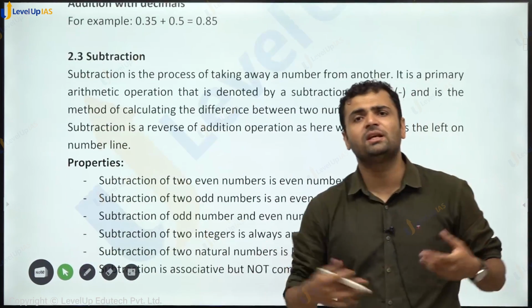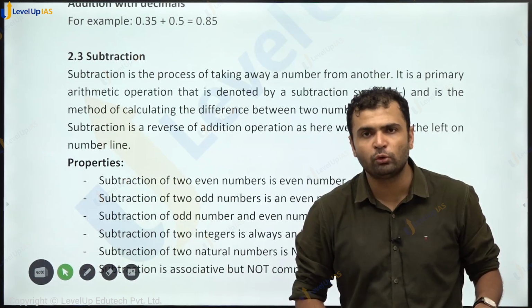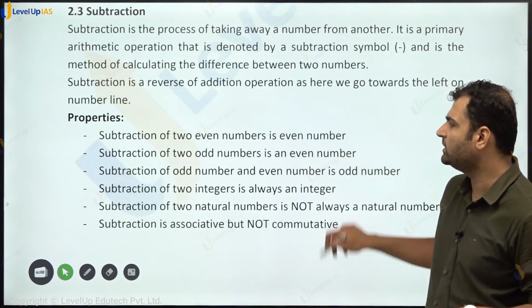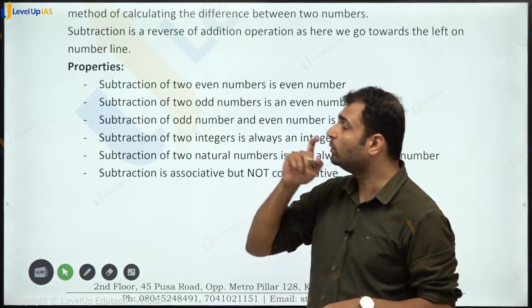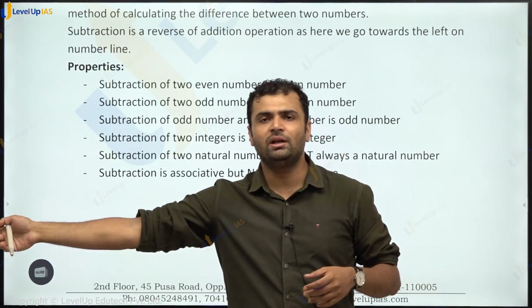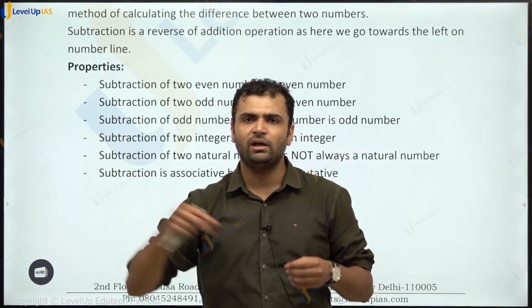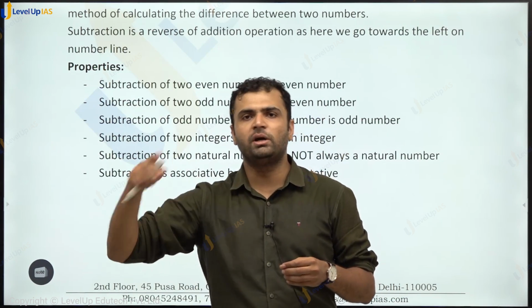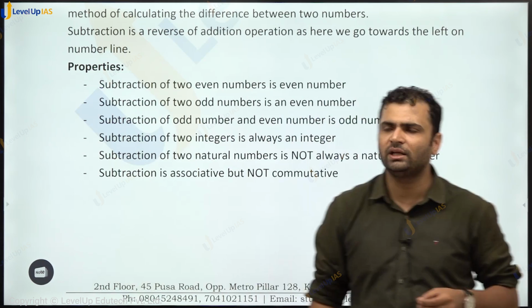Subtraction, again, is the reverse operation of addition. Nothing new to be taught here. Let us just see the properties. Subtraction of two even numbers is an even number. Subtraction is jumping on the left side, so jumping by even numbers, in multiples of 2, would lead you to another even number.